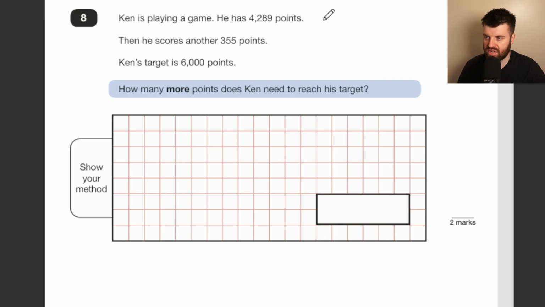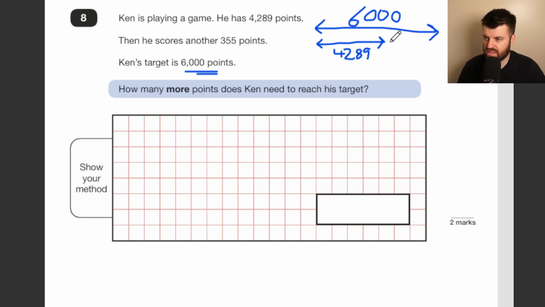This type of question comes up all the time, where you have a total amount. In this case, the total amount is actually 6,000 because that's his aim. And then you're given 2 parts to it. So he's already got 4,289, which is a big chunk. So let's write 4,289. And then he gets another chunk towards his target, which is only a small little 355. And the question is basically saying, okay, how much more does he need to get to his target? That's this little gap here. And this comes up all the time in the SATs.